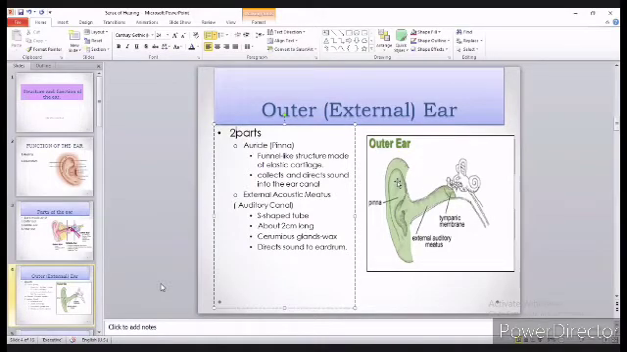That's the reason why you pinch. For those children who don't listen, they pinch. You pinch and it goes back to shape. This cartilage is elastic, okay? Its function is to collect sound and direct it to the ear canal. This is our ear canal here, the external auditory meatus.